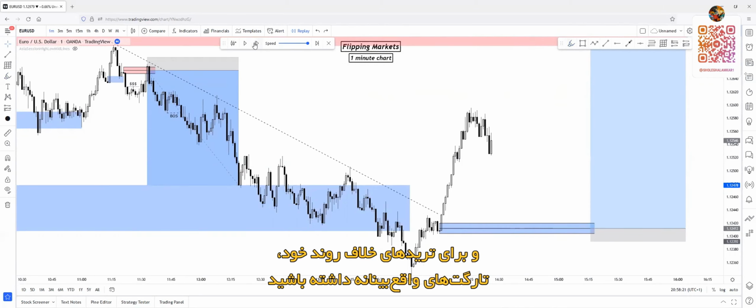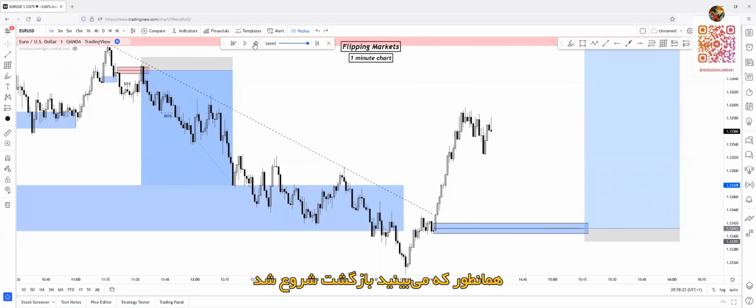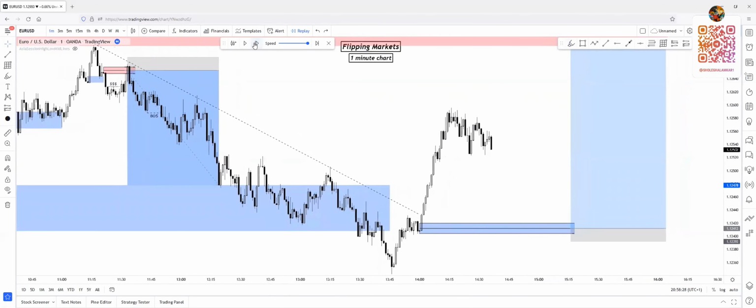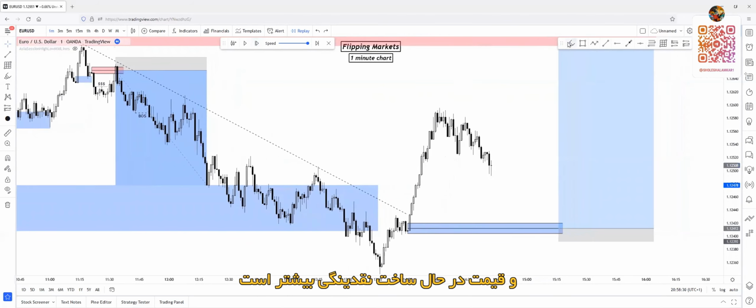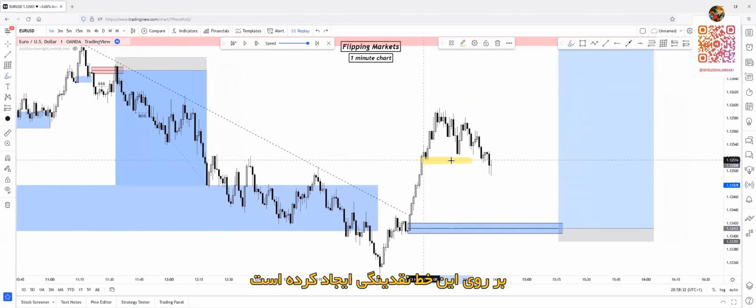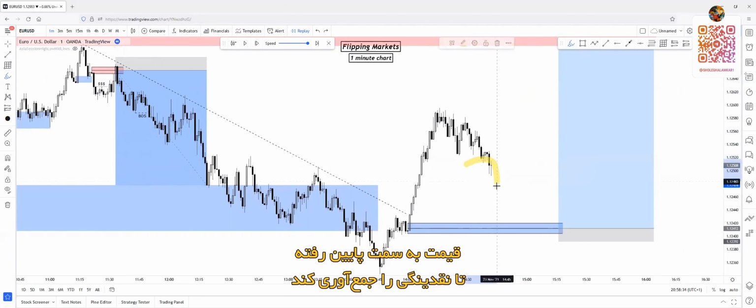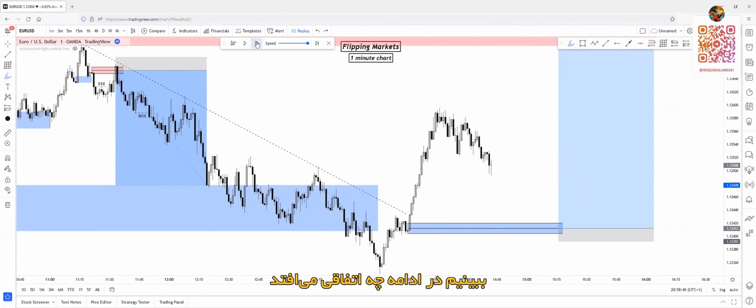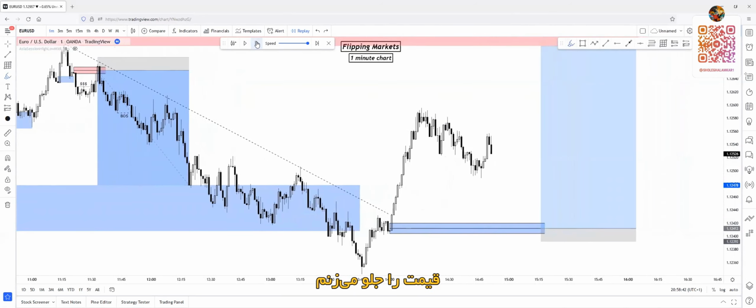Okay, so as you can see, reversal has started. Price is building up more liquidity, as you can see, built up liquidity on this line, and it's on the way down to sweep that liquidity, and all of this liquidity has been built up for this demand zone. Okay, so let's see what happens next. Let's just play price forward.